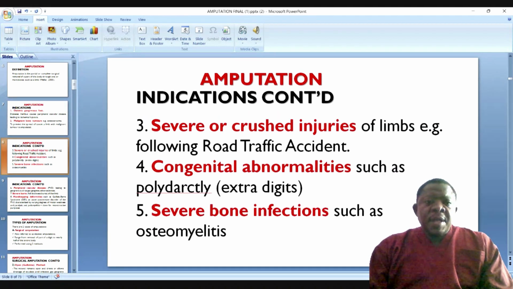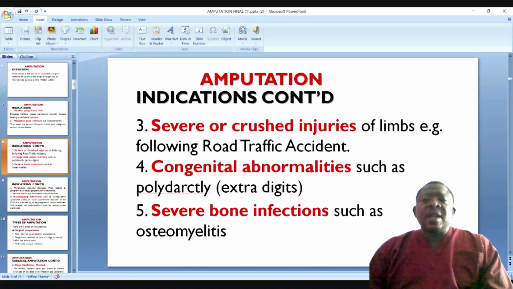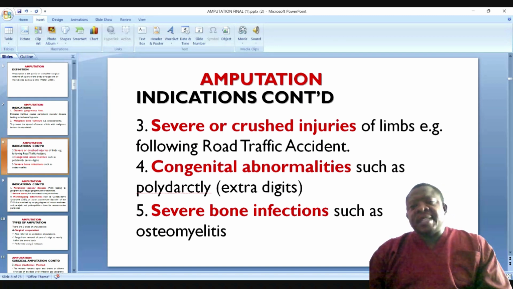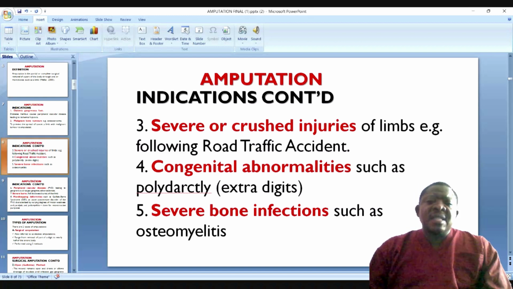Then the third indication is severe or crushed injuries of limbs. This can be seen after road traffic accidents or other types of accidents. So when there's a crush injury, it becomes very difficult to do repair. So in such instances, amputation may be the best choice of treatment.